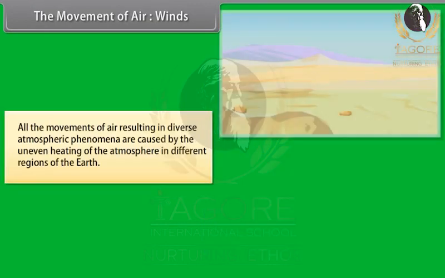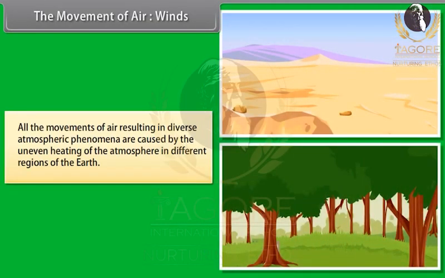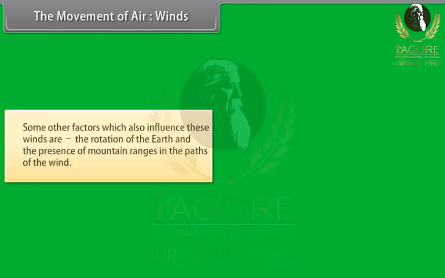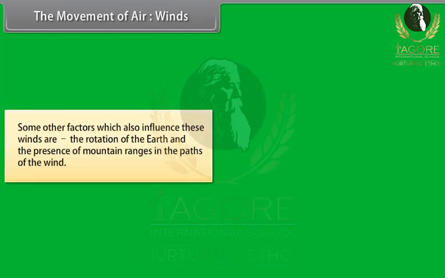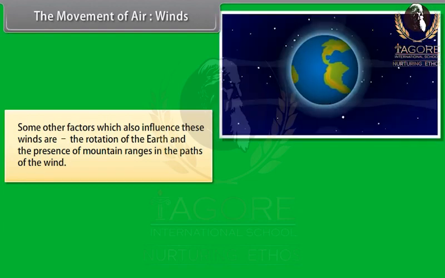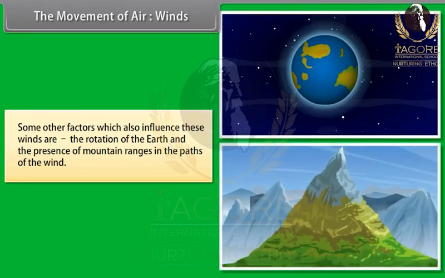All the movements of air resulting in diverse atmospheric phenomena are caused by the uneven heating of the atmosphere in different regions of the earth. Some other factors which also influence these winds are the rotation of the earth and the presence of mountain ranges in the paths of the wind.